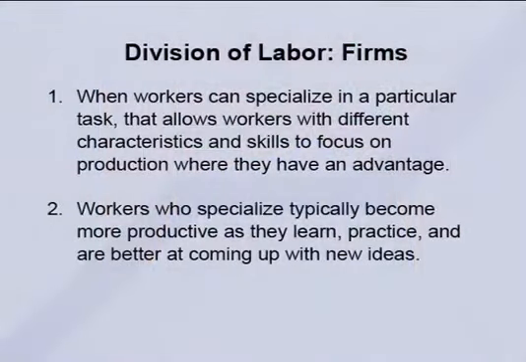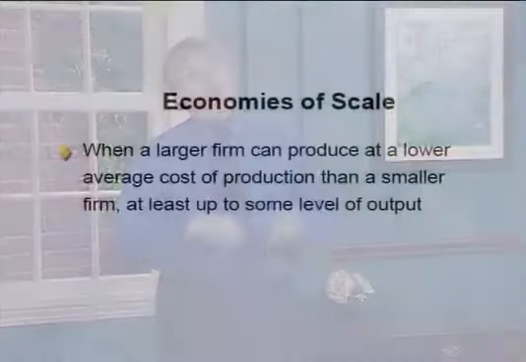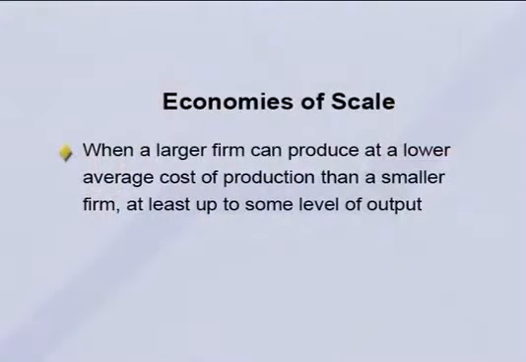A third reason why a division of labor helps to increase output is that it adds to specialization, which allows someone to take advantage of economies of scale. Now, economies of scale is one of these jargon terms we need to define a little bit. Economies of scale means when a larger firm can produce at a lower average cost of production than a smaller firm, at least up to some level of output.